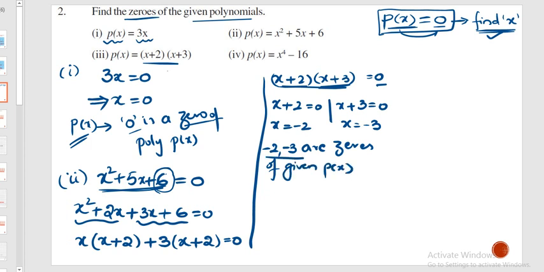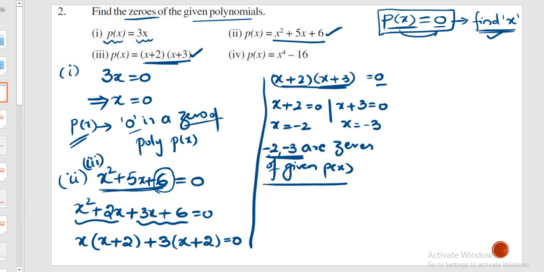So for this situation, minus 2 comma minus 3 are the zeros of the given polynomial, right? If you observe, this is one form of representation and this is one more form of representation. This is the quadratic polynomial representation. The same quadratic polynomial is given as a product of two linear polynomials, right? So in any situation, we are going to get the same answer.